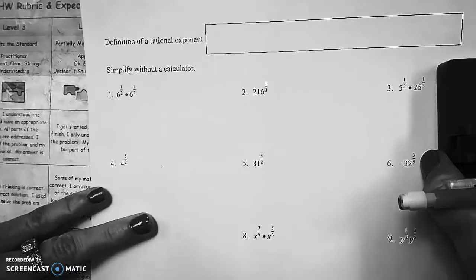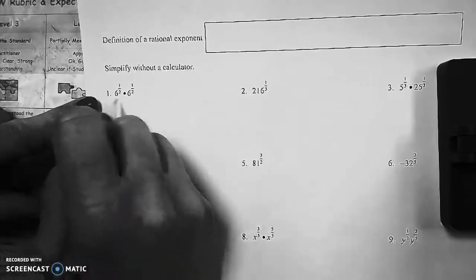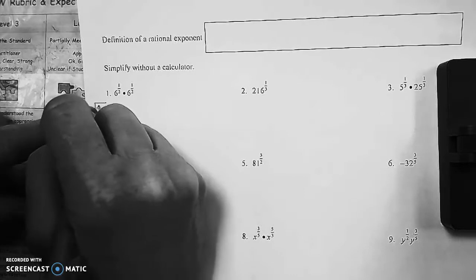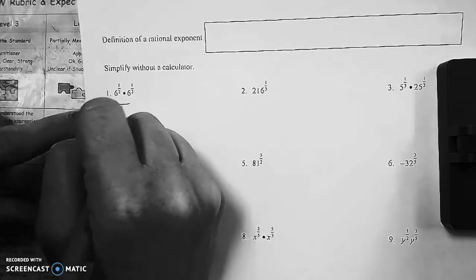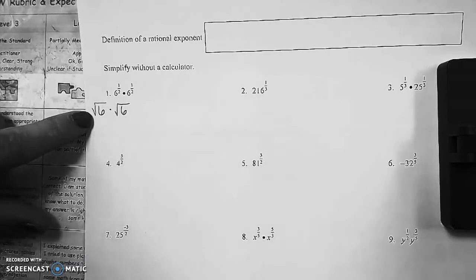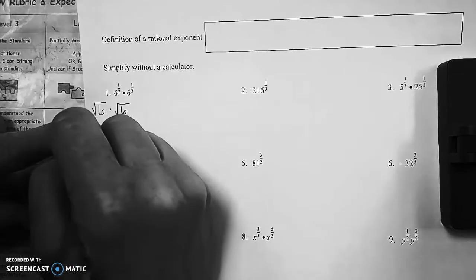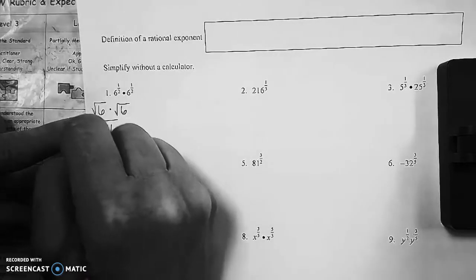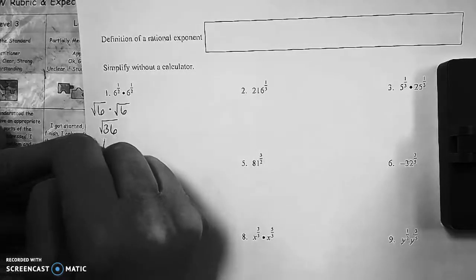So one of the things that we could do in number 1 is we could change this and say square root of 6 times square root of 6. We could change them to radicals. And so the square root of 6 times the square root of 6 is the same as the square root of 36, and you should know that answer is 6.